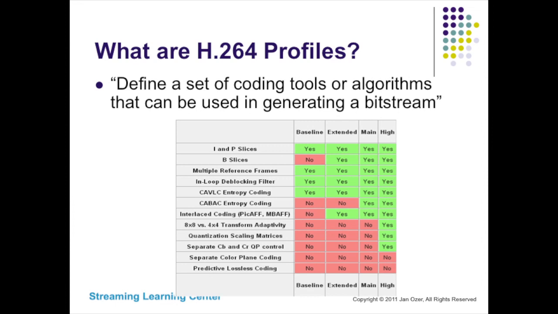And then these are the encoding algorithms that I talked about. So the baseline profile doesn't use B frames, doesn't use CABAC entropy encoding, doesn't use 8x8 or 4x4 transforms, and the high profile does. Okay? So when I talk about encoding techniques or algorithms, that's what I'm talking about.